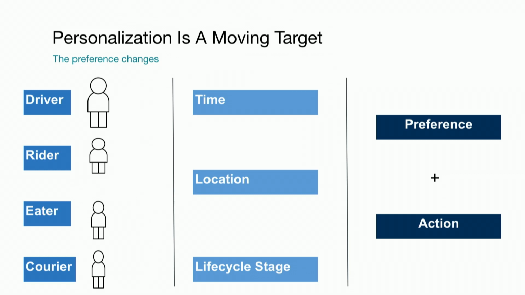And what does it relate to? It relates to preference and action. Preference, again as I said, is a moving target. Your preference is not constant. Your preference changes over time. And then the action you take is also not constant. You take certain actions at certain times.